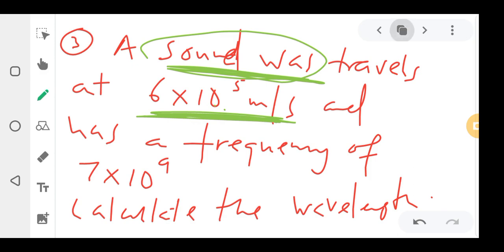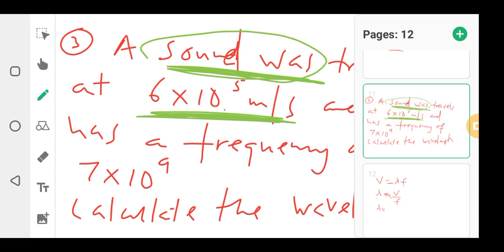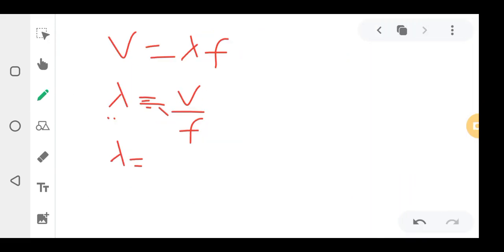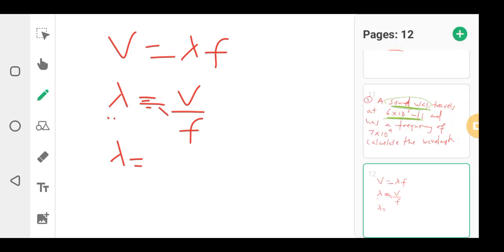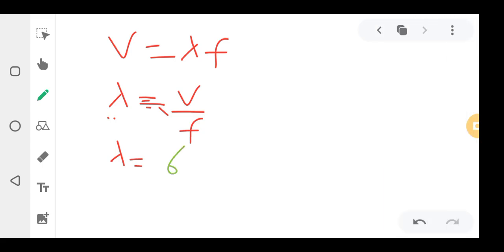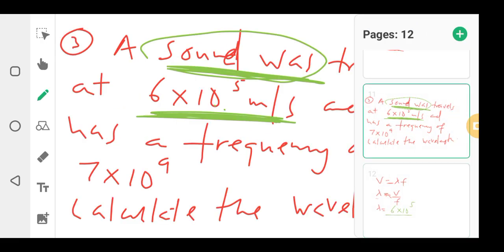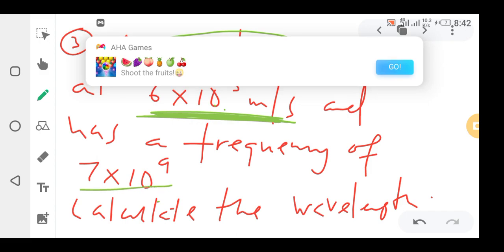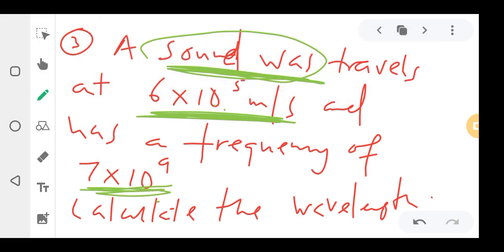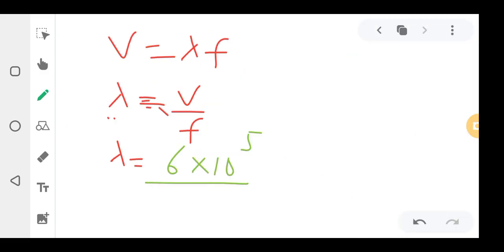So that's the one that they've given you, that is 6 times 10 to the power 5 over the frequency. The frequency I think they gave you also. The frequency is this one here, 7 times 10 to the power 9. Okay, that's the frequency there.